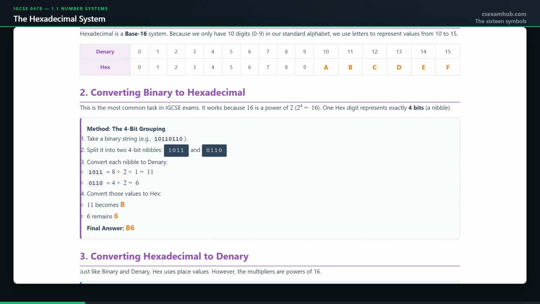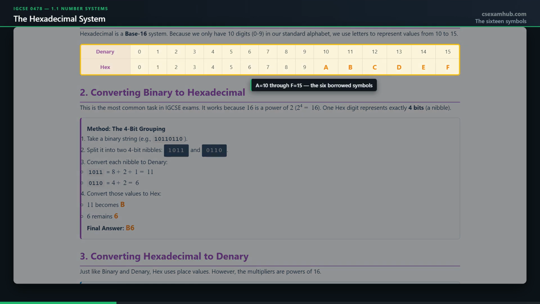Here is the full mapping, and it is worth being genuinely fluent with it rather than counting on your fingers each time. 0 through 9 map to themselves. Then 10 is A, 11 is B, 12 is C, 13 is D, 14 is E, 15 is F. A small trick that helps: F is the largest single hex digit, and it is 15, which in binary is 1111, 4 bits all switched on. If you remember that F equals 15 equals all 4 bits on, you can usually reconstruct the rest of the table quickly. The other one worth memorizing outright is A equals 10, because that is where the letters start, and it is the boundary people forget under pressure.